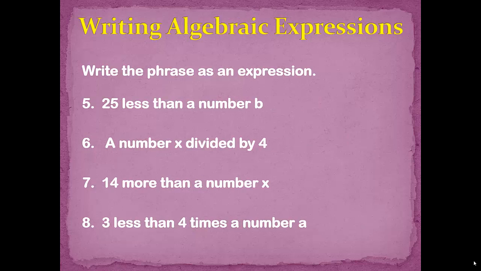Now we're going to write some algebraic expressions. Algebraic expressions contain numbers, operations, and one or more variables. So for number 5, we have 25 less than a number b. Less than is going to be subtraction. So 25 less than a number b would be b minus 25. We would start with the number and we would take 25 away from it because we have 25 less than that number.